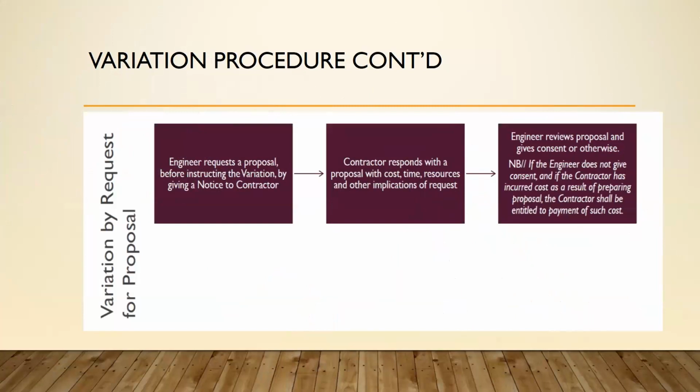The engineer requests a proposal by instructing a variation, giving notice to the contractor. Then the contractor responds with a proposal with cost, time, and resources. Then the engineer reviews the proposal and gives consent or otherwise. Now note, if the engineer does not give consent and the contractor has incurred costs as a result of preparing the proposal, the contractor shall be entitled to payment of such cost. And this takes us to claims, but that is not our subject matter for today.